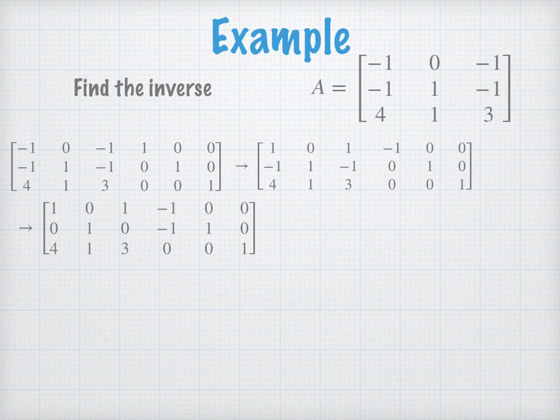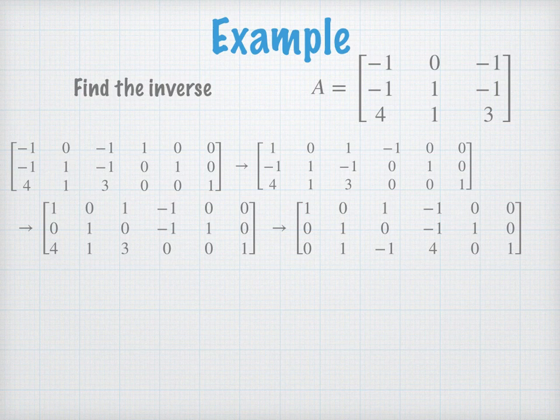So negative 4 times 1 is negative 4. Add that to 4, we'll get 0. Negative 4 times 0, add that to 1, we get 1. Negative 4 times 1, add that to 3, we get negative 1. Negative 4 times negative 1, add that to 0, we get 4. Negative 4 times 0, add that to 0, we get 0. Negative 4 times 0, add that to 1, we get 1. So that's how we get our third row there.